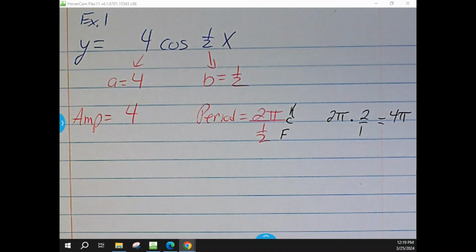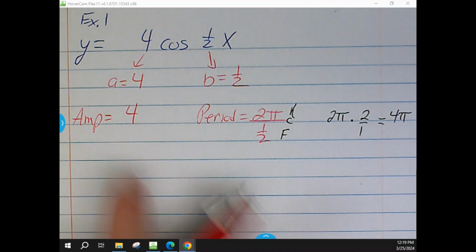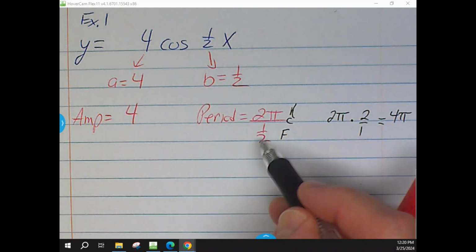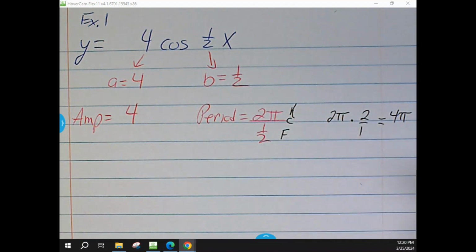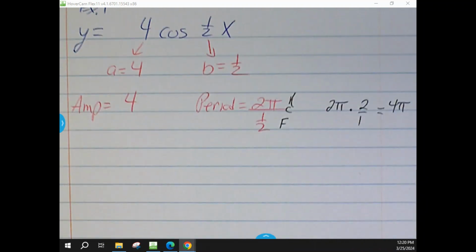Okay, so everything still works the same thing. Amplitude is still the absolute value of this number. To get the period, it's 2 pi over the B value. Just gave you a fraction. But again, even in this case, the fraction wasn't bad after the keep, change, flip.